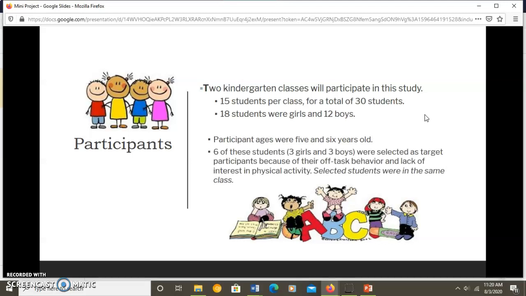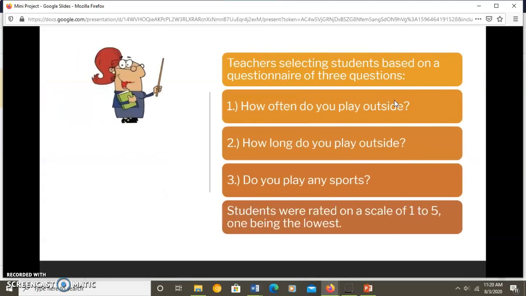And there were 6 of these students, 3 girls and 3 boys, who were selected specifically as target participants because they had reported off-task behavior by their teacher, and there was a lack of interest in physical activity. Those students were going to be in the same intervention class. A questionnaire was used to select students' low interest in physical activity.